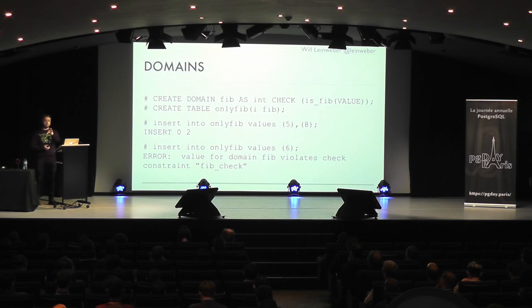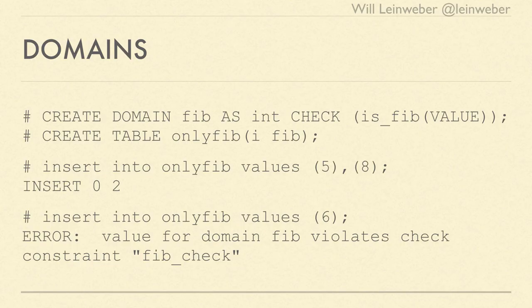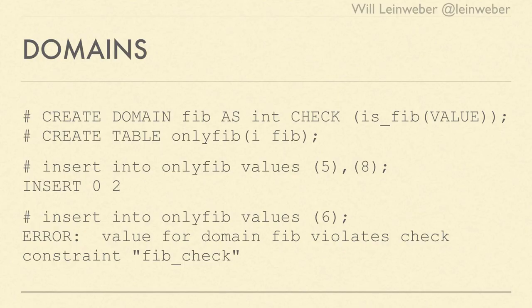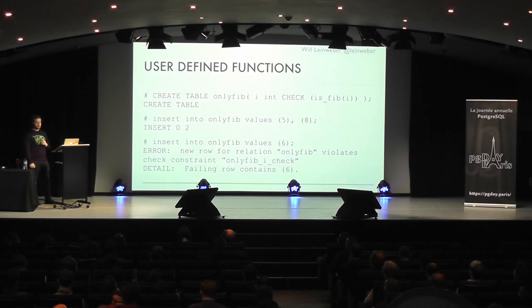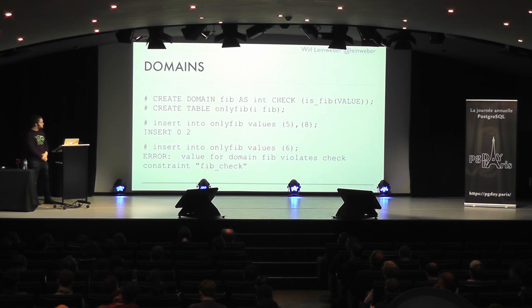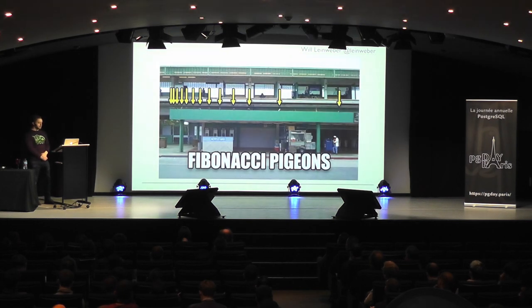And if you want to use this sort of check all over the place, you can create what's called a domain. This makes an ad hoc data type just for your database that knows that all of these values satisfy that condition. And then you can reuse that type in several tables. This is the same example. Unfortunately, I think the error message isn't quite as nice. This one just says that one of the values violates it, but if you do it the other way, it specifically says what the failing row contained. But really, the only reason I chose the Fibonacci thing is just to show off this picture.